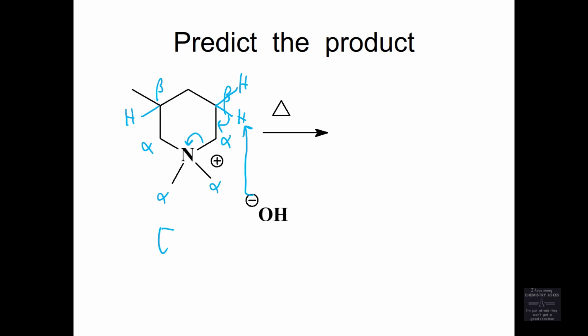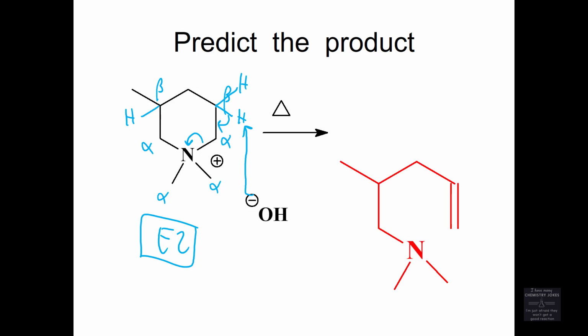anti-Zaitsev. So our E2 mechanism looks like so, where we take the hydrogen, simultaneously dump in electrons to make a new pi bond, and kick out my nitrogen leaving group. There is my product. I kicked out my nitrogen. It left, but it didn't go very far. I just busted open my ring when I did this Hofmann elimination.